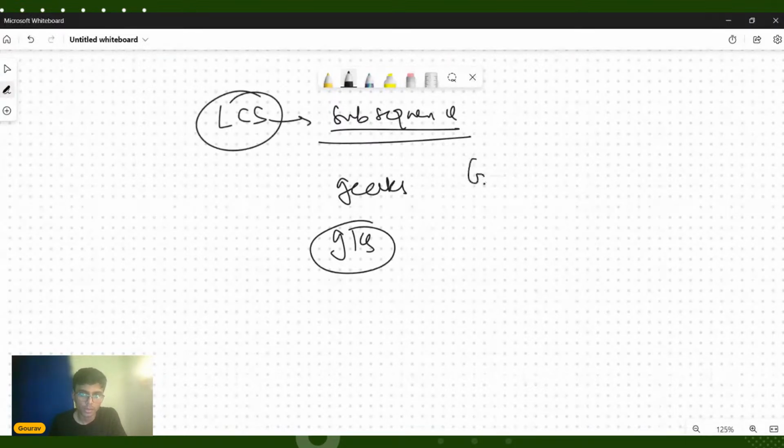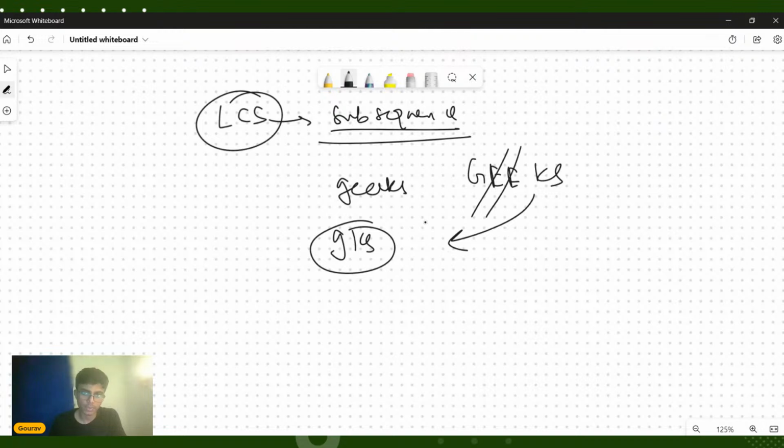I'm just deleting E and E, which gives me GKS. I can also delete, let's say, G and E, so my subsequence will become EKS. Mind it, we are dealing with subsequences right now. But the most important point here is that all the characters in the subsequence should be in the same order as in the original string. So this is a subsequence.